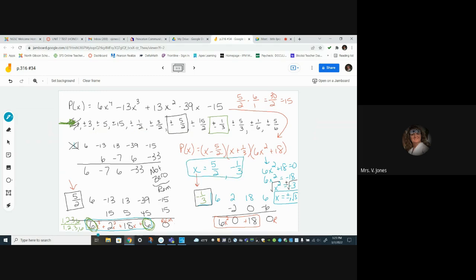Now, I believe the directions told us just to find the rational roots, which would be right here, but we also found the other two. We also found those. I know that's a lot of scribbling, but I hope it helps.